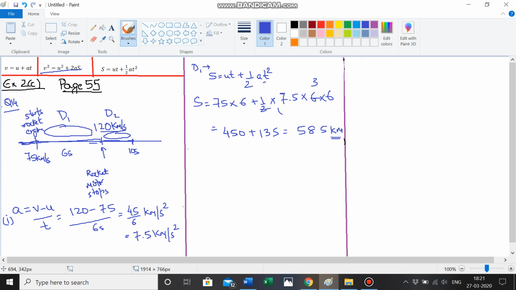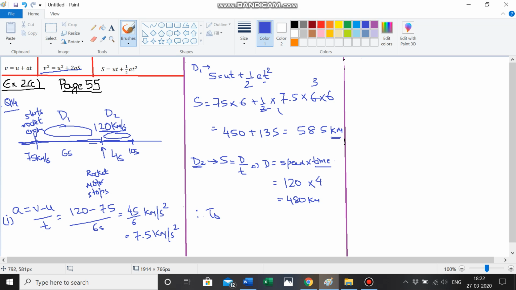Now let's look at this distance. For distance 2, is the speed increasing? No, because the motor has stopped, which means it's moving at a constant speed. What formula do I know? Well, I know speed is equal to distance upon time, which means distance traveled will be equal to speed into time. In this case, the speed at this point was 120 multiplied by time. How much time? This is 6, so how much time is this? Yes, this is 4 seconds. So 120 into 4, which is 480 kilometer.